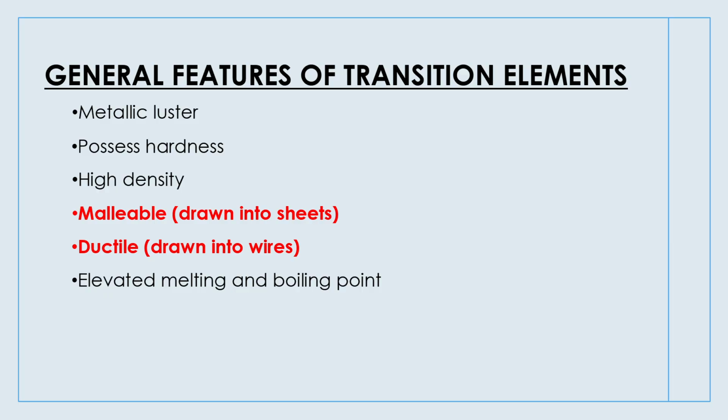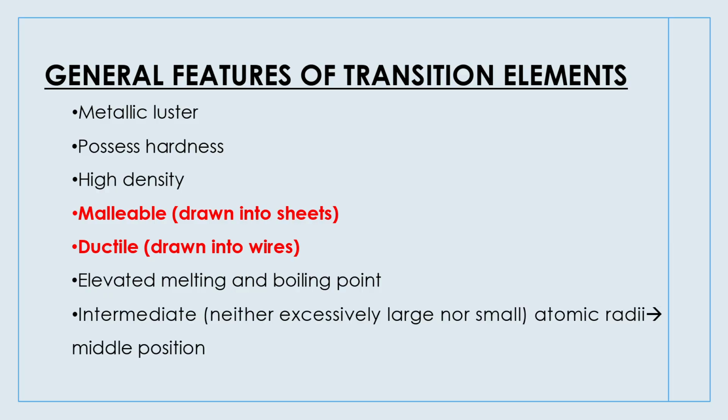They have high melting and boiling points. Their atomic radius is intermediate. Why intermediate? Because the elements possess the middle position in the periodic table between the S and P block. Therefore, they have intermediate atomic radius.